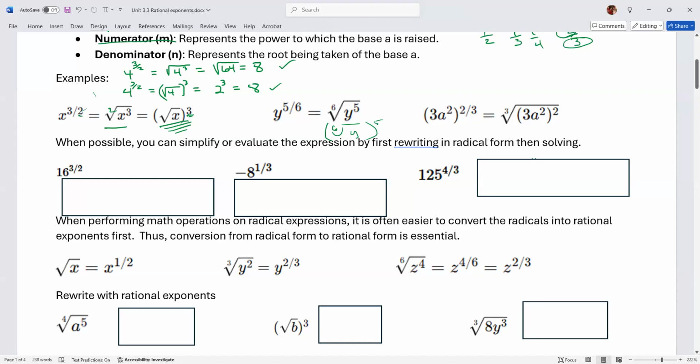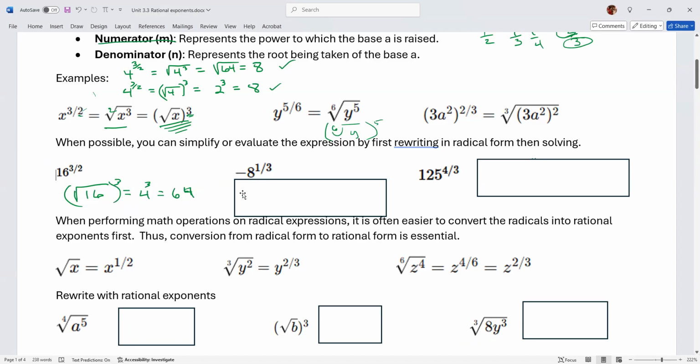Okay, so if they asked you to simplify 16 to the 3/2, the way I would do it is I would take the square root of 16 because of the denominator of 2, and then cube that answer. So the square root of 16 is 4. 4 cubed is 64. So the answer to that would be 64.